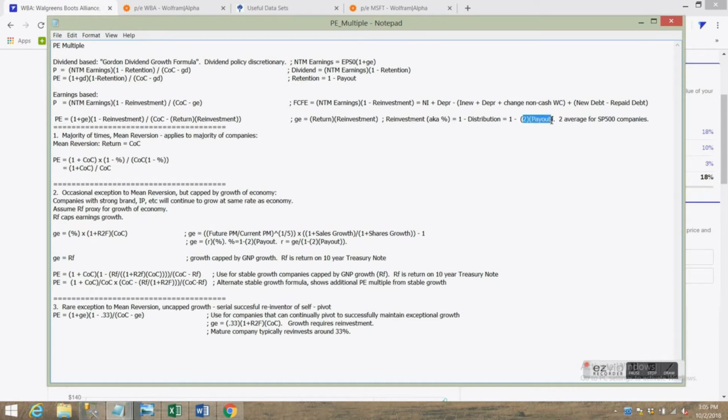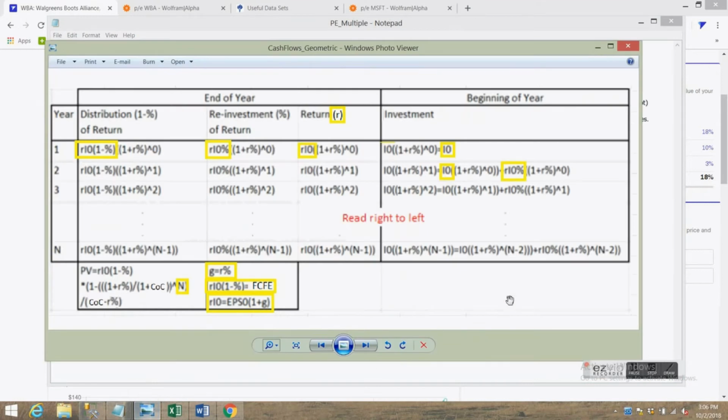And then on average, it's 2 times the payout. So if the dividend payout is $2, then it's assumed that the free cash flow on average would be about $4. All right, well, let's get into the derivation of this formula.